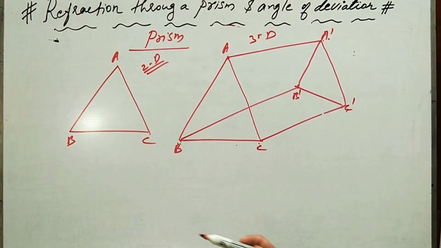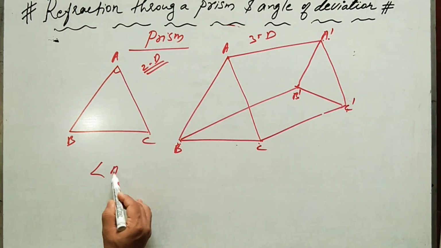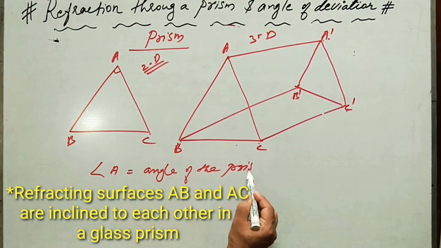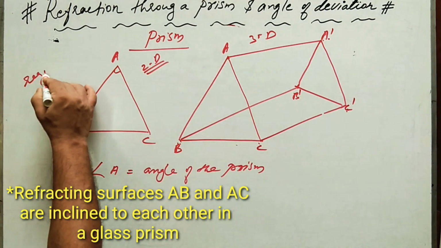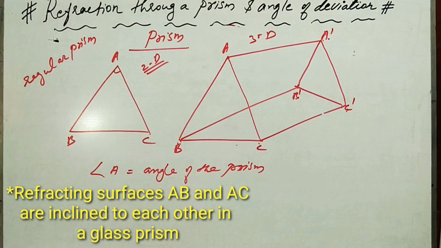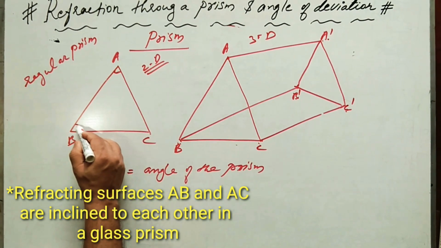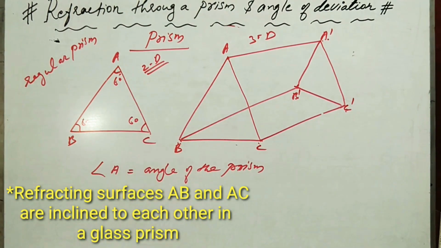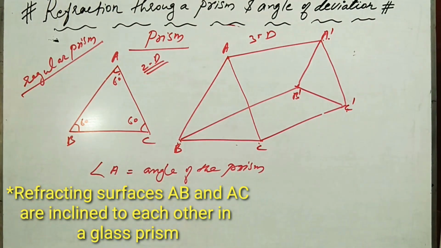Now let us get acquainted with the profile of the glass prism. So here you can see this angle A. Angle A is known as angle of the prism. Angle of the prism. Alright? The prism we usually use here is known as regular prism. Okay, regular prism. Regular prism means it is an equilateral prism. So in an equilateral prism, all the angles are 60 degree each. 60, 60, 60 degree prism. We call it as regular prism or equilateral prism. Alright? Okay. So angle A is known as angle of the prism.